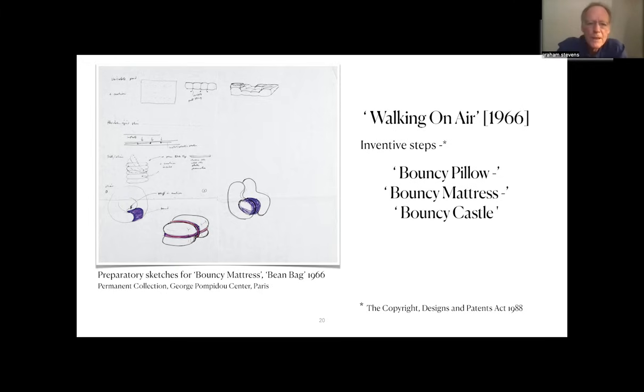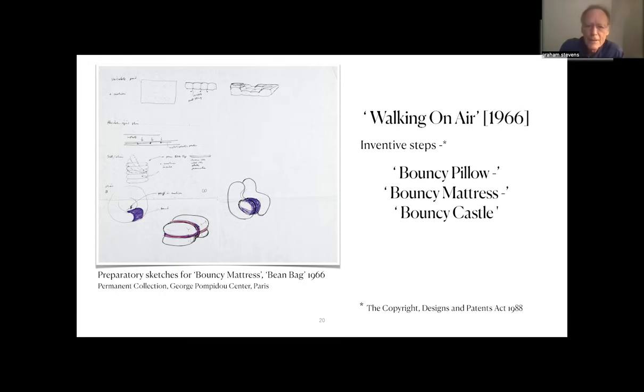So the inventive process, if you like, goes from the pillow to the mattress to the bouncy castle when you put a dome over the top of the mattress. And this is required by the Copyright, Designs and Patents Act, to show what the inventive steps are that you've made to make an invention that hasn't been made before.